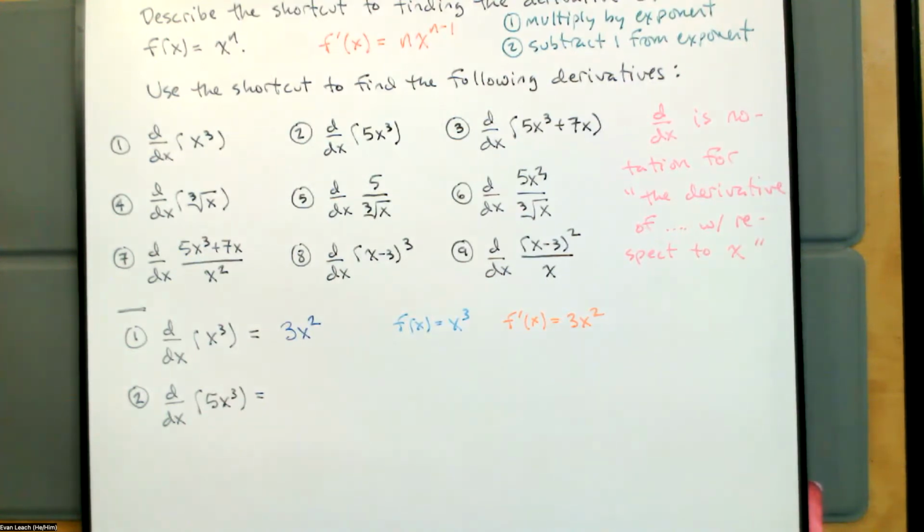How did you know that? I didn't tell you that this was a linear operator. You just took that 5 and said, well, I'll just multiply the 5 by 3. That's what the instructions say. Multiply by the exponent. Excellent.